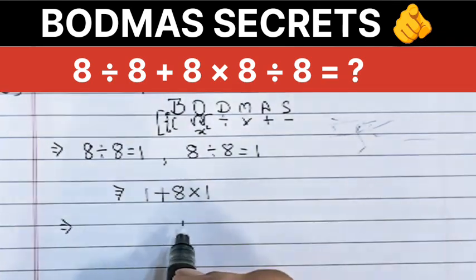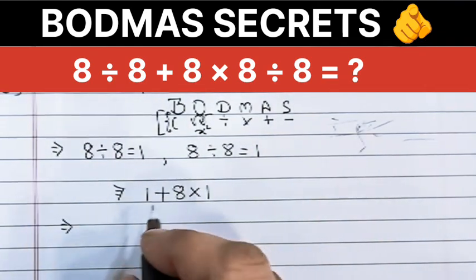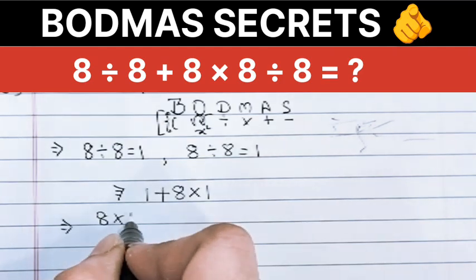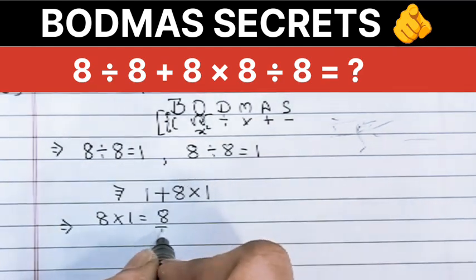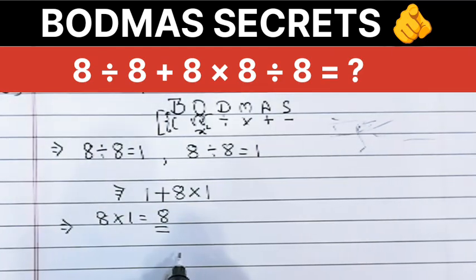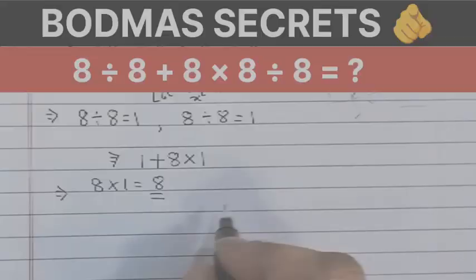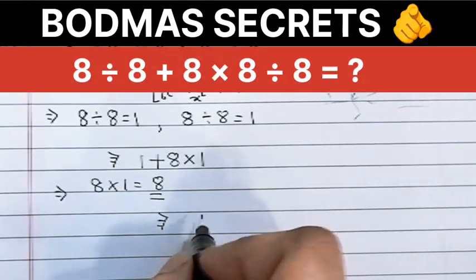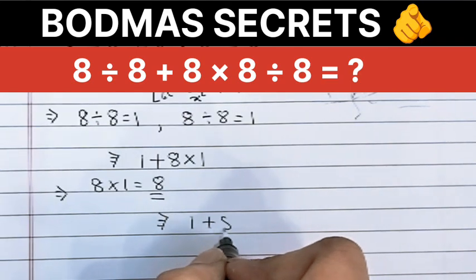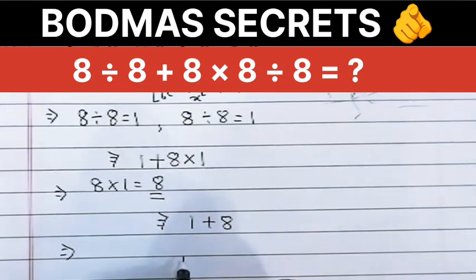Now the second step: we multiply. We look for the multiplication. 8 multiplied by 1 equals 8. Now according to step 2 of BODMAS, multiplication is the next priority before we can perform addition. Now the current expression becomes 1 plus 8, and then the third step, addition.